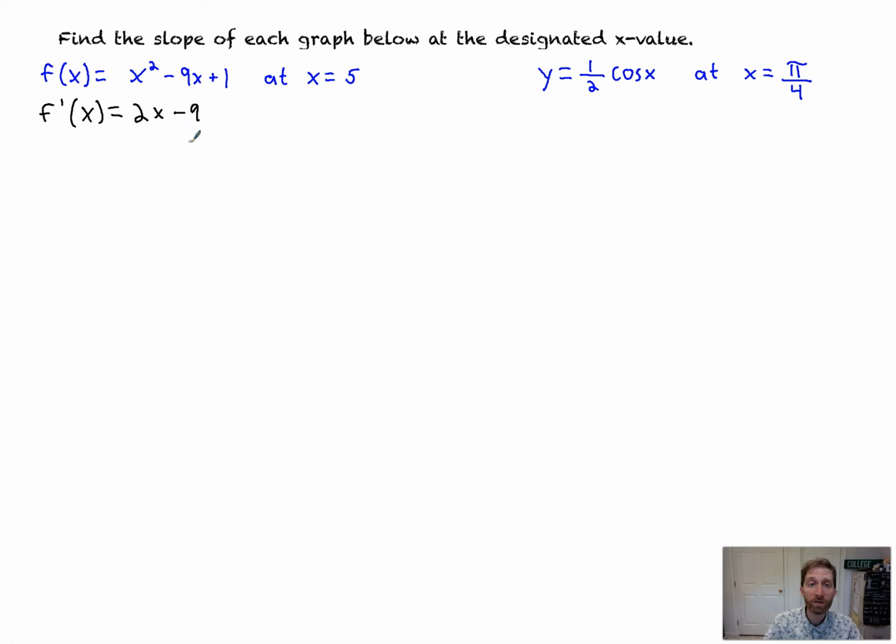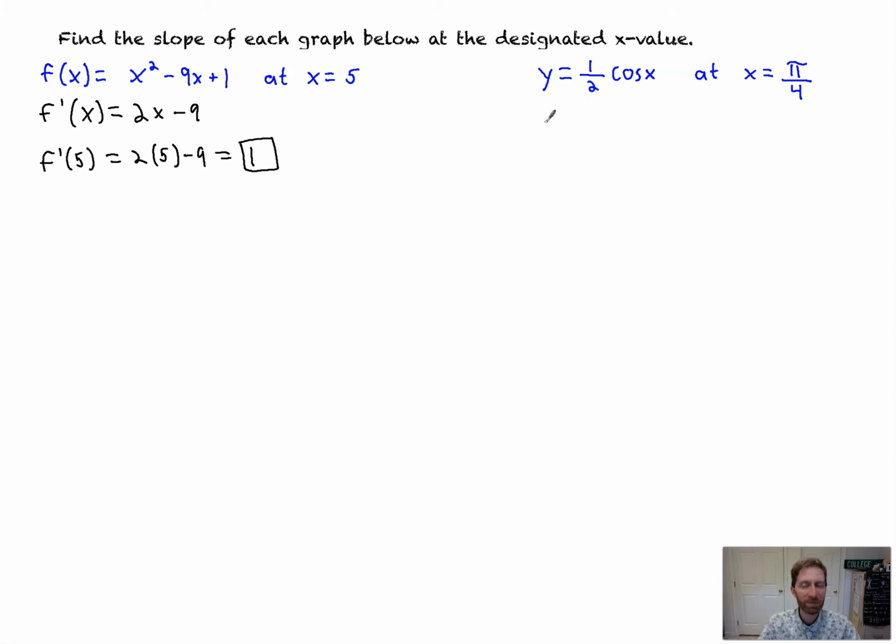Now that you have your derivative, we now just need to plug 5 into that. That will give us the slope of f at 5. F prime of 5 is equal to 2 times 5 minus 9, which is equal to 10 minus 9, or 1. And so the slope of the graph of this at x equals 5 is 1. Remember, this shortcut still finds us the derivative, the function that gives us slopes of the original function at any x value. Sweet. All right, on to this one.